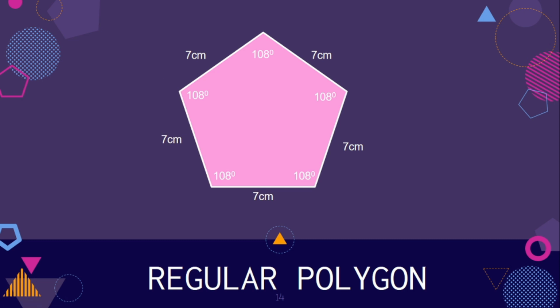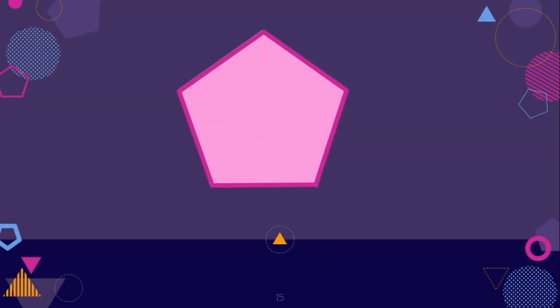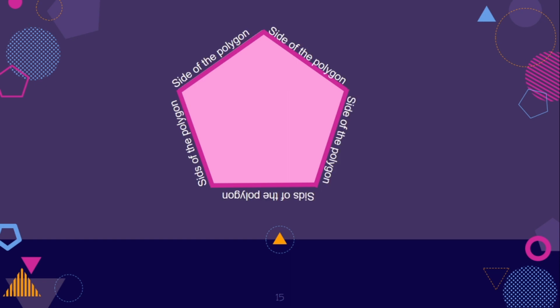We can say that a polygon is a regular polygon if the sides are equal and the angles are equal. So, we can say that this is a regular pentagon. If you can see, there are violet lines on the edges that are blinking. So, those are what we call the sides of the polygon. Those line segments that connect, those are the sides of the polygon.